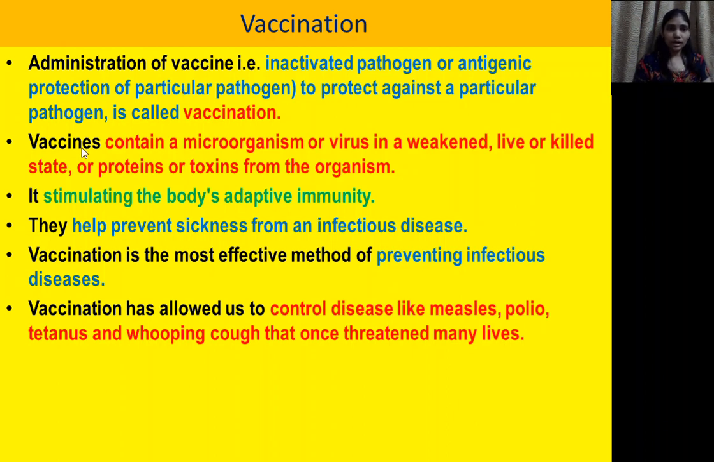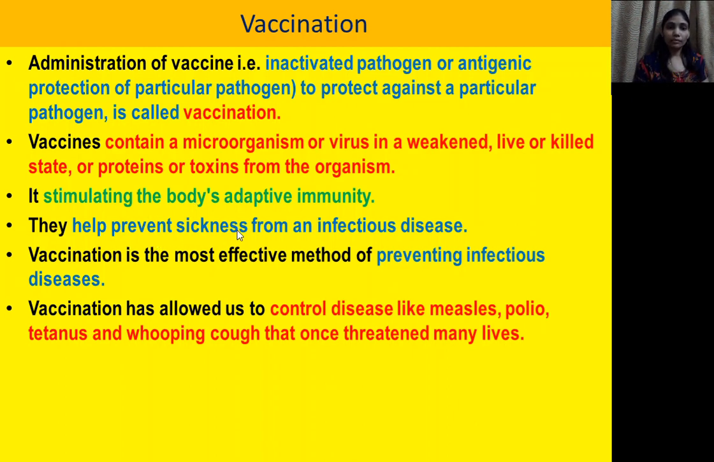We already studied this. The vaccines contain a microorganism or virus, but in a weakened form. You have to remember here, these are in a weakened, live or killed state, or they may be proteins or toxins from that organism. This is called the vaccine. It stimulates the body's adaptive immunity. The immunity of the body that adapts over a lifetime, increasing and stimulating it is the work that vaccination does.